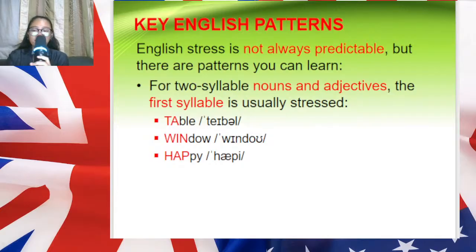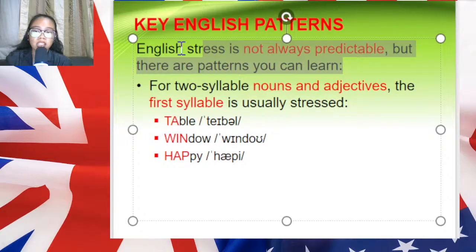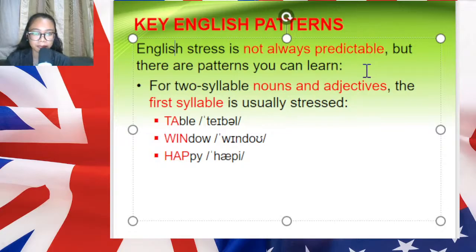Here's the pattern. But before that, let's just say this particular sentence. English stress is not always predictable, but there are patterns you can learn. That's why we are going to tap into this. So the pattern is for many two syllable nouns and adjectives, the stress usually falls on the first syllable. This is not a rule that works 100% of the time, but it's a strong pattern that can help you make better guesses when you are not sure where the stress goes.